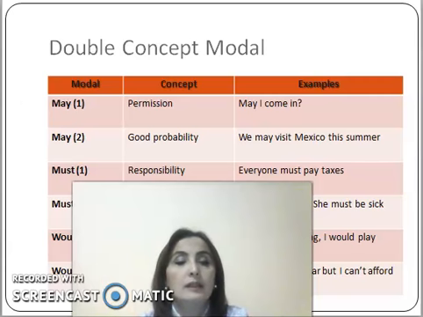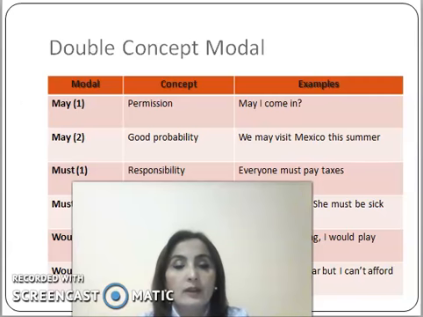And the next modal is "would", and its first concept is past tense, that is "used to". For example, when I was young, I would play soccer. Its meaning is I used to play soccer. Instead of "used to", we use "would" here.